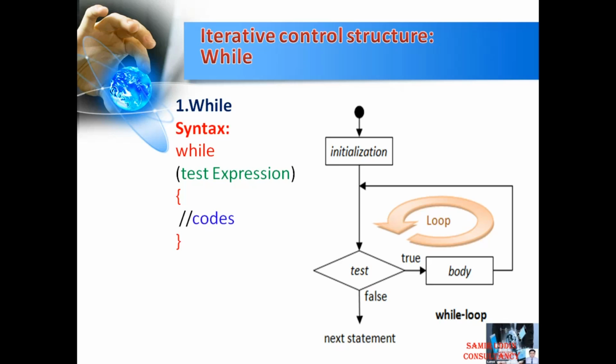Also here you can see a flowchart diagram for while loop. Body of the while loop is executed until the condition is satisfied. If the condition becomes false, then it terminates. So let's see an example to demonstrate the working of while loop.